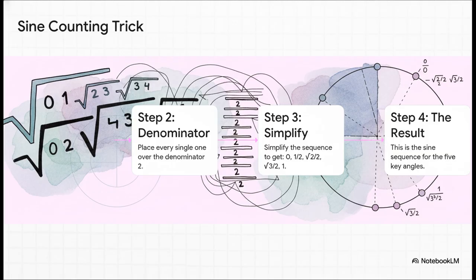Let's build the sine values, the y-coordinates. Watch how easy this is. Just count from 0 to 4, but put them inside a square root for the top of our fractions. So we have the square root of 0, square root of 1, square root of 2, square root of 3, and the square root of 4. Now, for step 2, put every single one of those over the number 2. And finally, just clean it up. The square root of 0 is 0, the square root of 1 is 1, and the square root of 4 is 2. And just like that, you have your sine values in order: 0, 1/2, root 2/2, root 3/2, and 1.